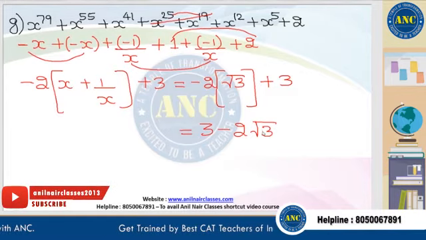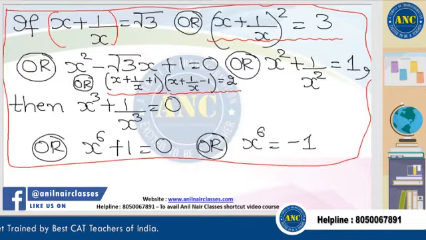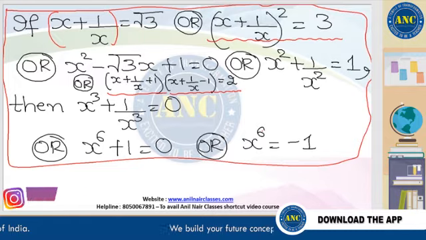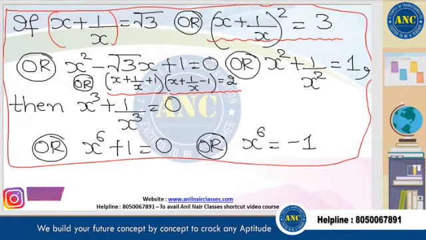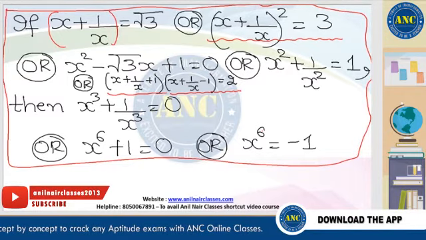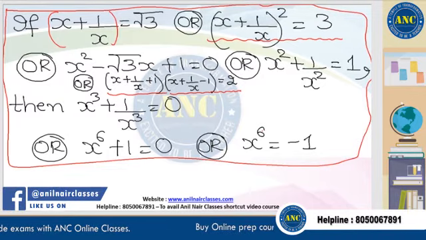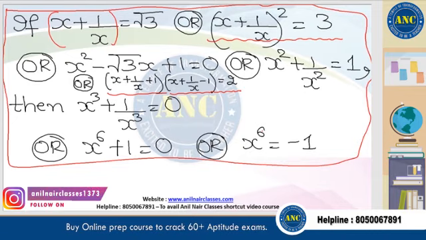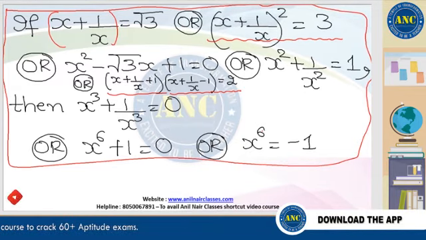Once again I am saying it before moving on to the next problem. This particular table should be very, very clear. That means if the condition given is x plus 1 by x equal to root 3, or x plus 1 by x whole square equal to 3, or x square minus root 3x plus 1 equal to 0, or x square plus 1 by x square equal to 1, or I can also write it as x plus 1 by x plus 1 into x plus 1 by x minus 1 equal to 2.